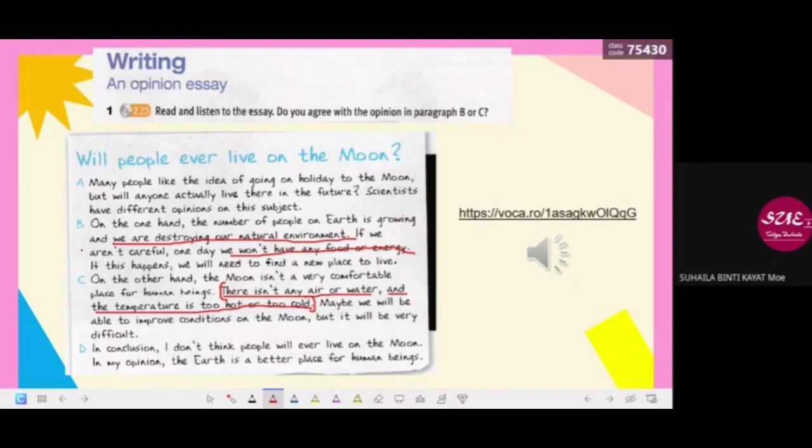Okay, next question. Which paragraph give a personal opinion on the subject? Okay, paragraph mana? A, B, C, D. Give personal opinion. Perenggan mana?